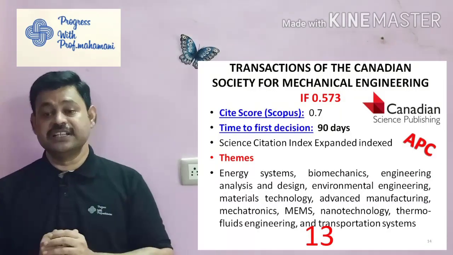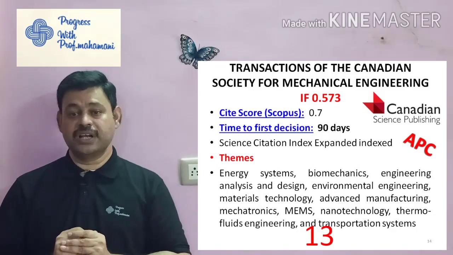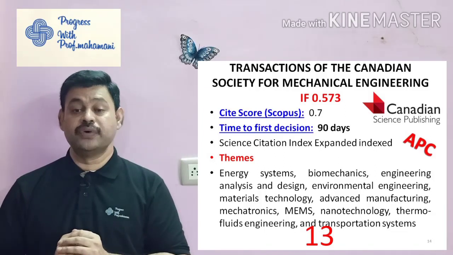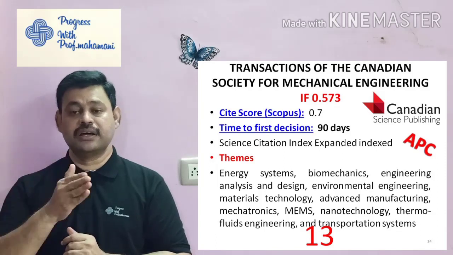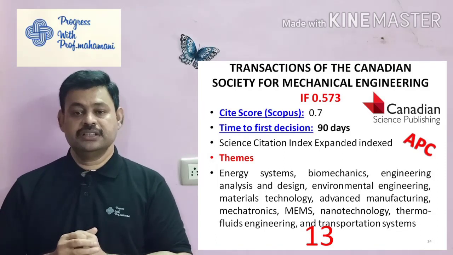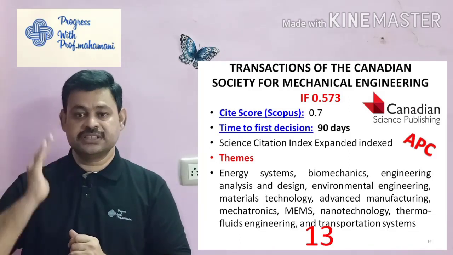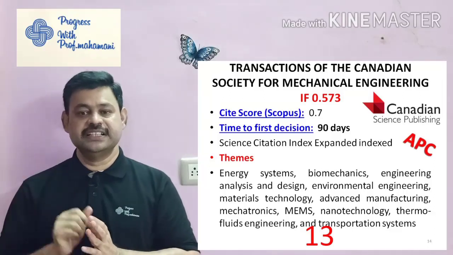So if you go to the 13th journal, Transactions of the Canadian Society for Mechanical Engineering, the impact factor is 0.573. This is a Canadian science publisher publishing this journal. The CiteScore for this particular journal is 0.7. So this is a Scopus indexed journal. Time to first edition for this journal is 90 days. So this is a SCIE index journal.